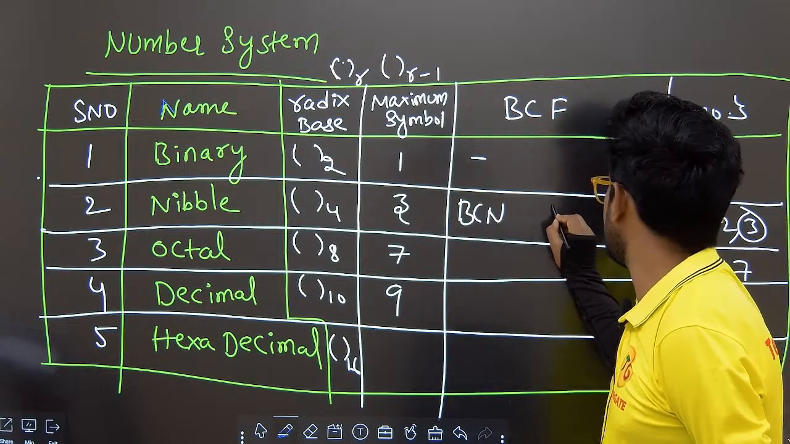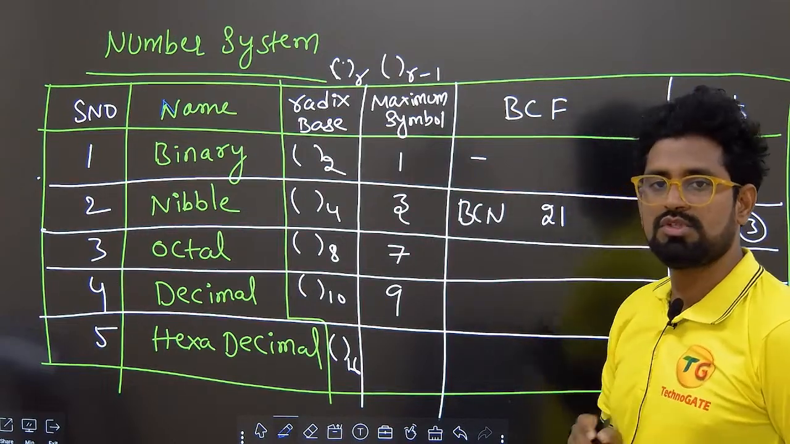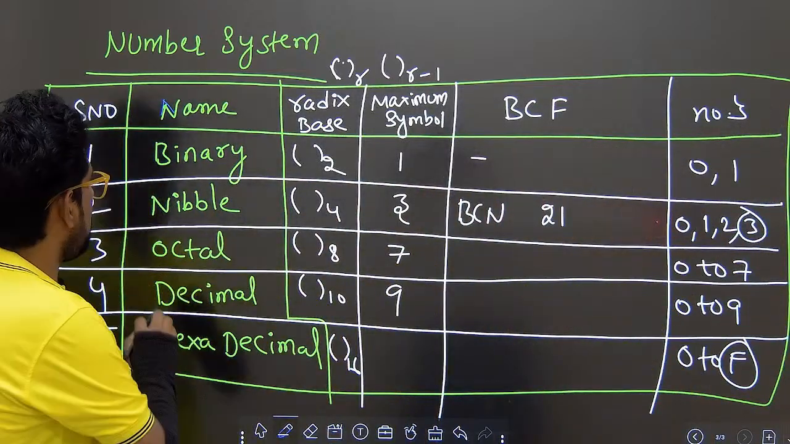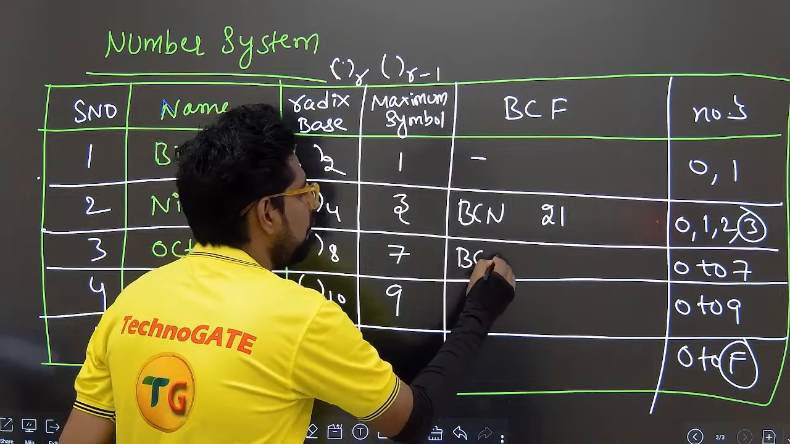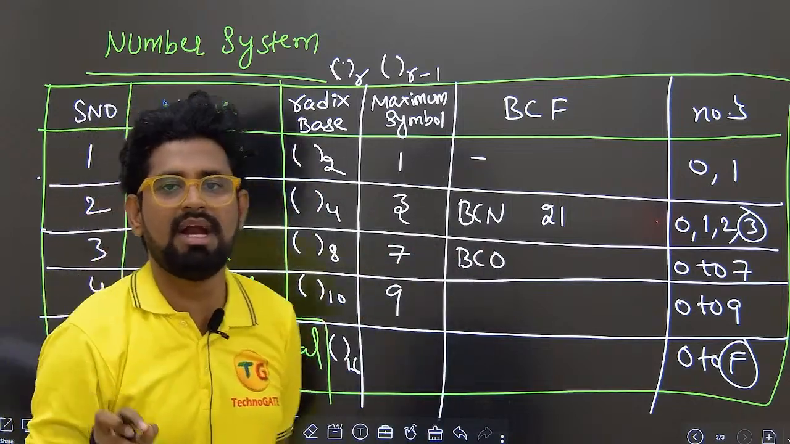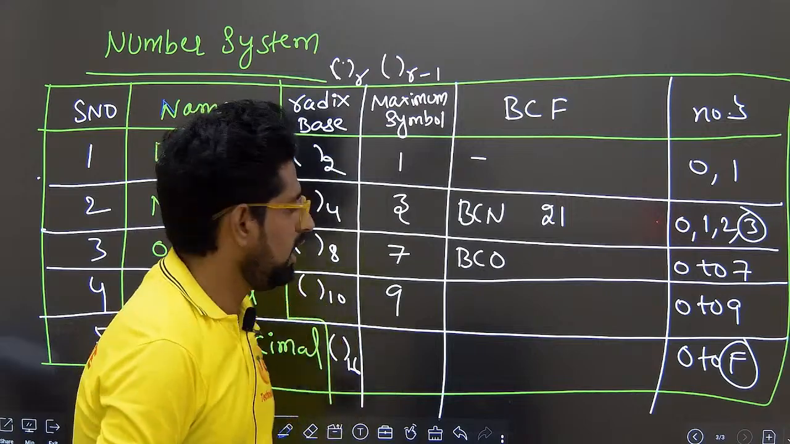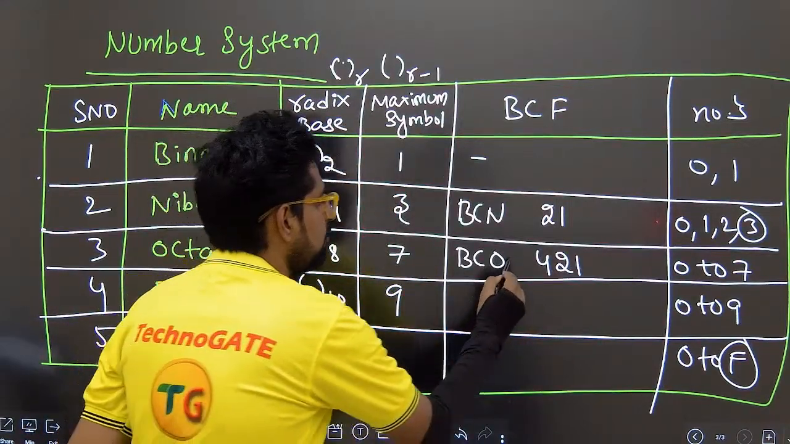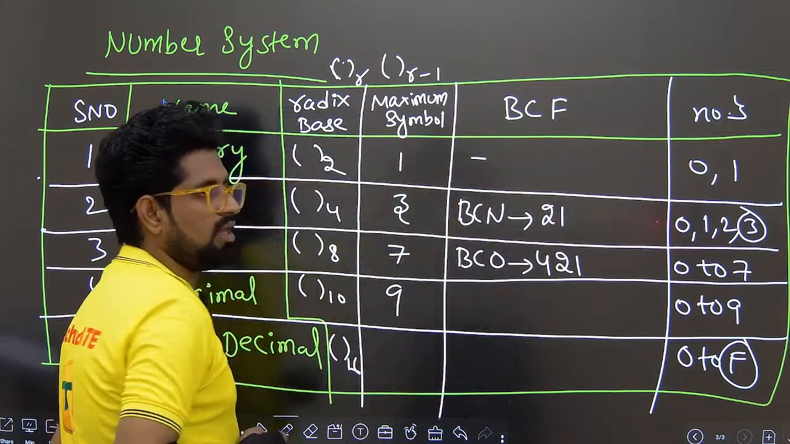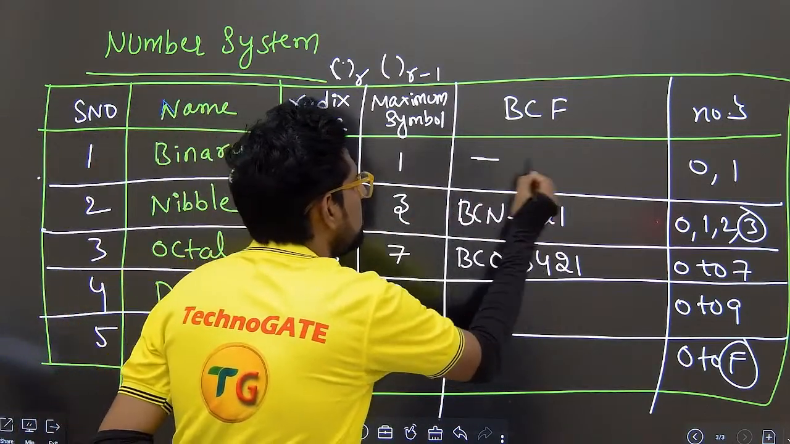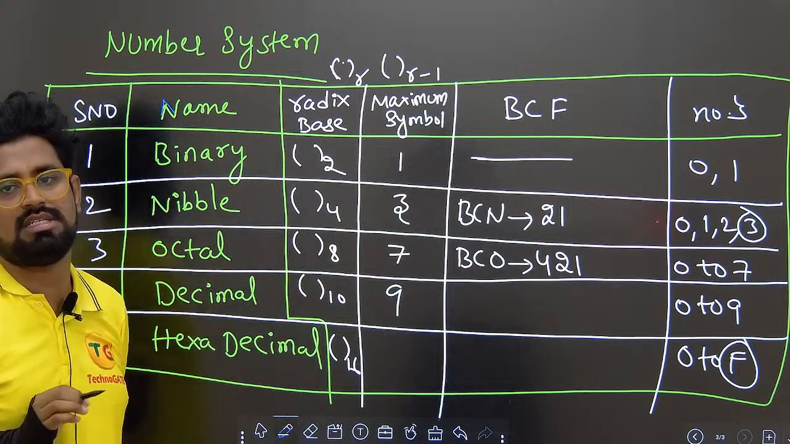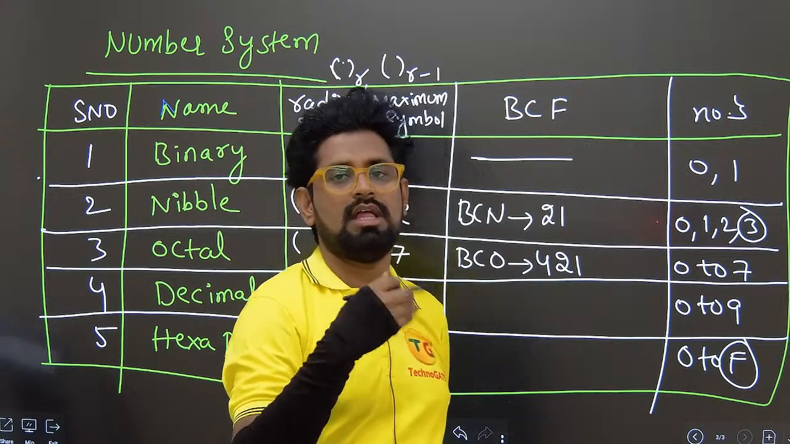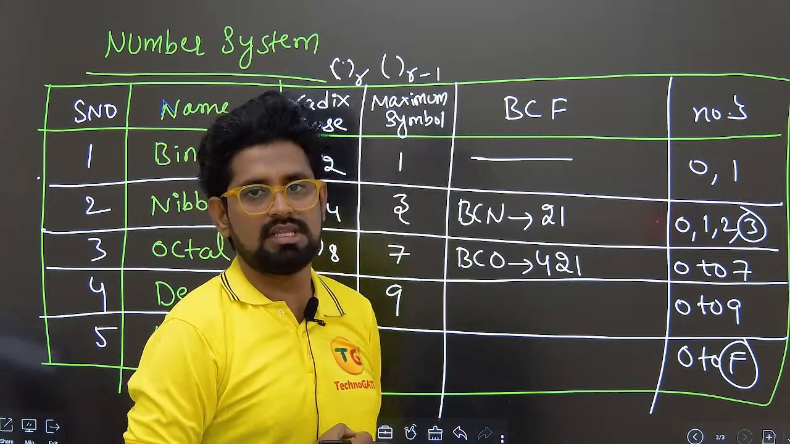That means we can write the 2-1 code here. I will tell you what is this 2-1 code and entire things. For octal we have BCO, binary coded format for octal. That means 4-2-1 code. The code is 4-2-1. The code for nibble is 2-1. Binary itself is formatted in binary, again no need to write. We are writing binary coded format. The name itself says how in binary we are going to represent the things.